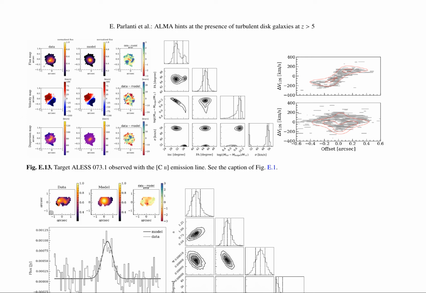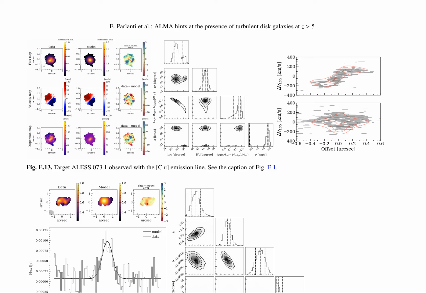This study leverages Atacama Large Millimeter/submillimeter Array (ALMA) observations to investigate the presence of turbulent disk galaxies at z greater than 5. The research focuses on the resolved [CII] and [OIII] emission lines, which are crucial for understanding galaxy dynamics and star formation activity.